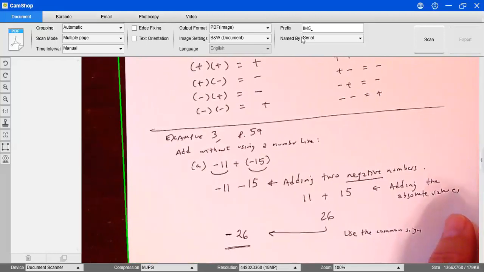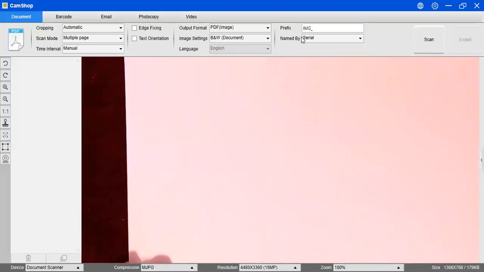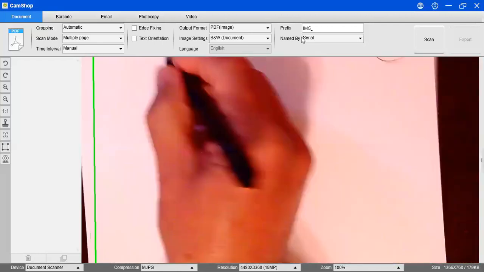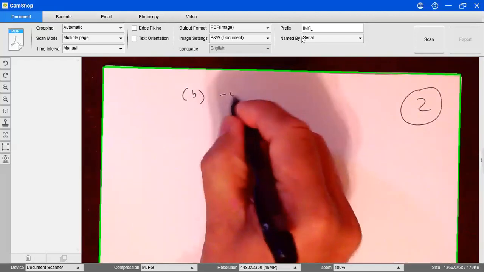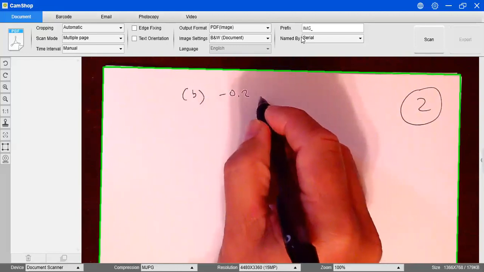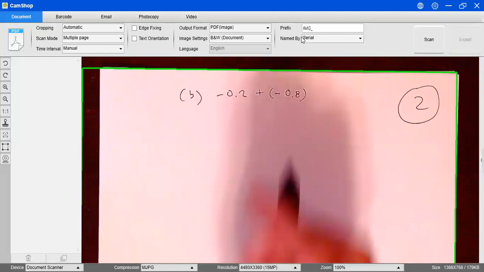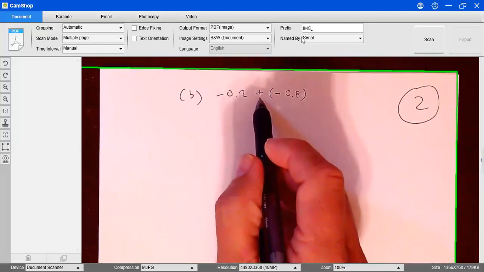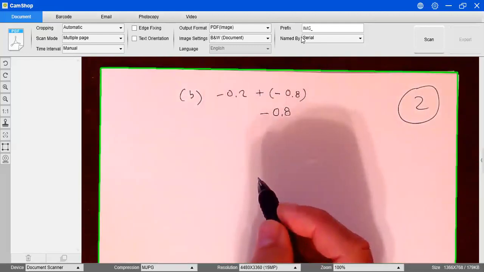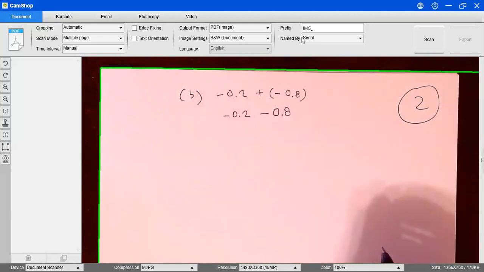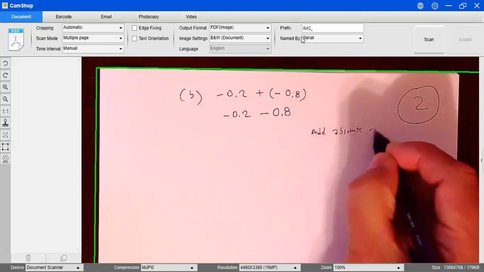Now we're going to solve part B for the same example. Part B is negative 0.2 plus negative 0.8. First we're going to remove the parentheses. So again, positive times negative is going to be negative. So you're going to write negative 0.8, negative 0.2.